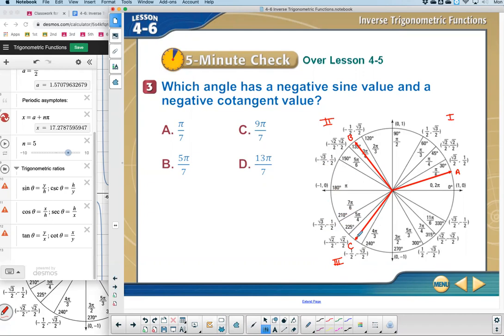And I bet by now you've guessed where answer choice D goes. Let's see, 13 divided by 7. That's almost 2 pi. It's bigger than 11 divided by 6. 13 divided by 7 is somewhere over here. That would be answer choice D, located in quadrant 4.